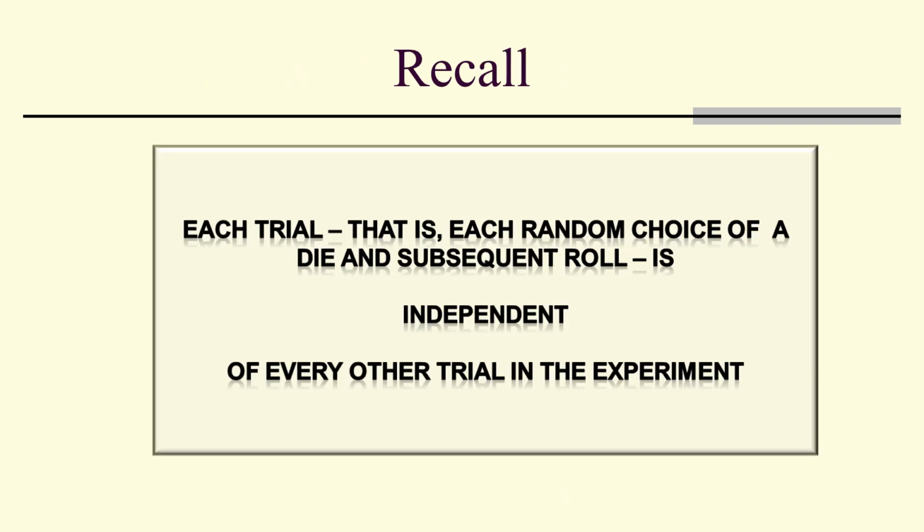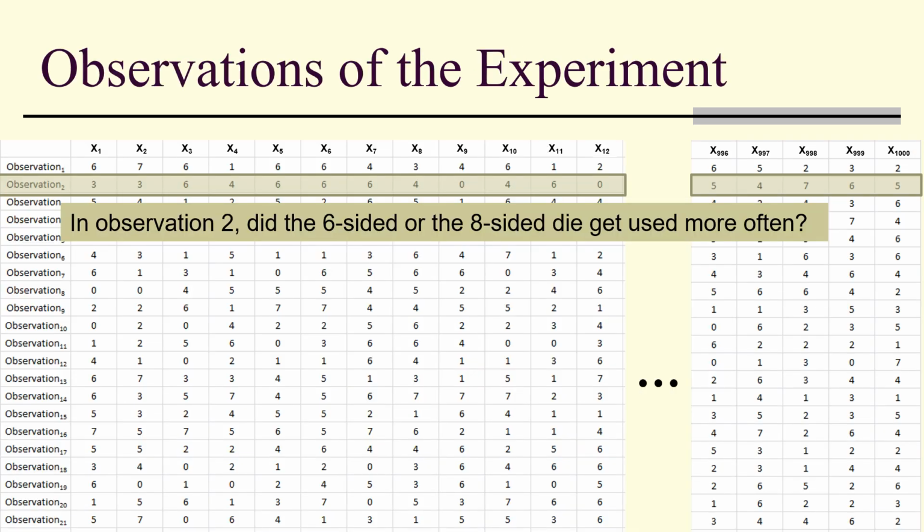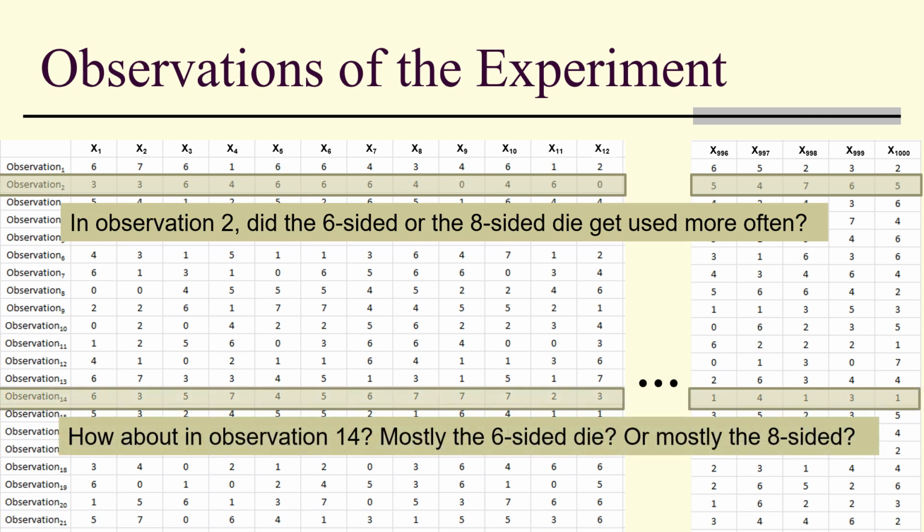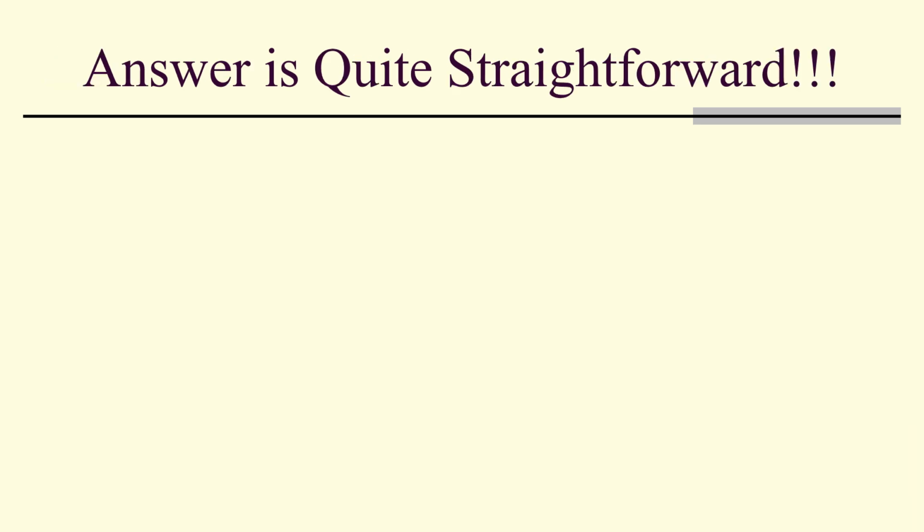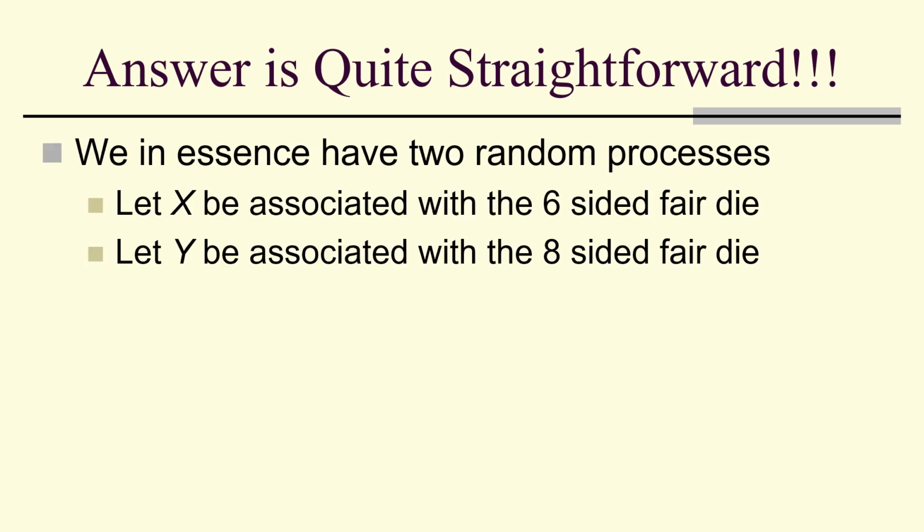Recall that each trial, each random choice of a die and subsequent roll, is independent of every other trial in the experiment. So in observation 2, did the 6-sided or the 8-sided die get used more often? How about in observation 14? What was their favorite, the 6-sided or the 8-sided? The answer is actually quite straightforward.